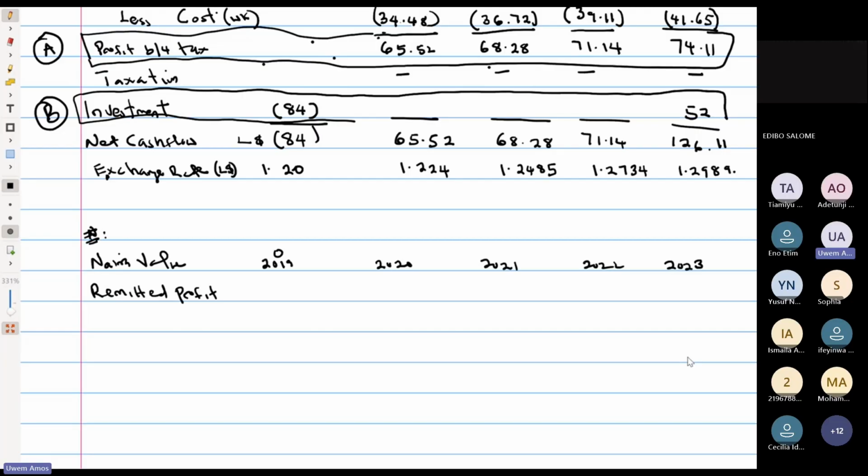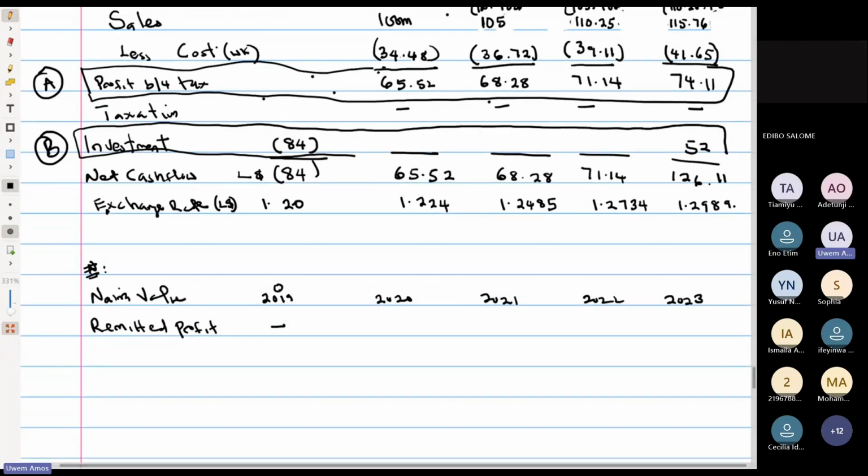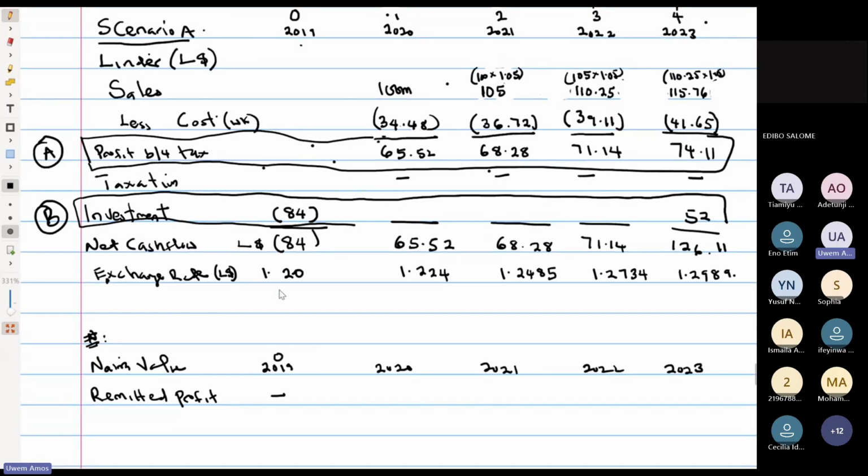Okay, so let's remit our profit now. Under year 0, there's nothing there. Now, under year 1, we don't have any investment. So our total here is our profit. But in year 4, we're going to skip and do just 74.11. So let's remit year 1.